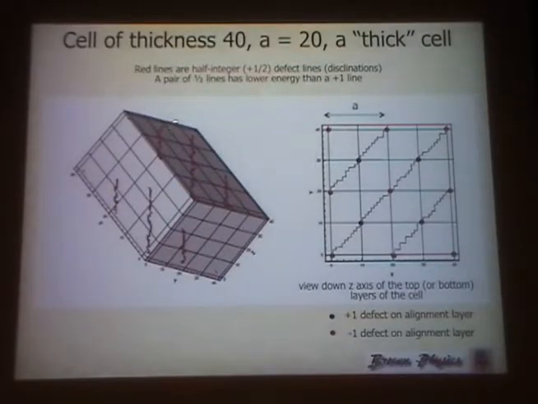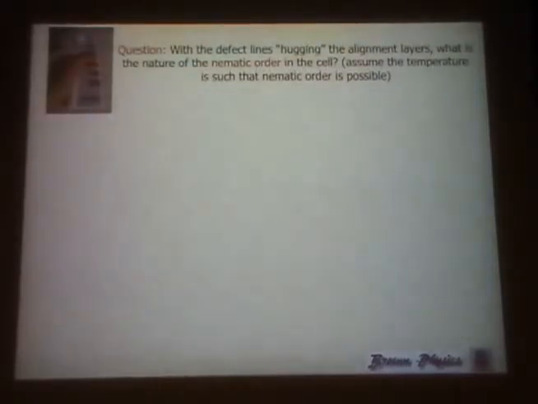So what we have are these lines that are basically hugging the surfaces. So if I look in the cell itself, I won't see these disclination lines. They're right near the patterned layers. So a natural question to ask then, here's the next clicker question, is given that geometry of the defect lines for these thick cells hugging the alignment layers, what's the nature of the nematic order then in the cell?